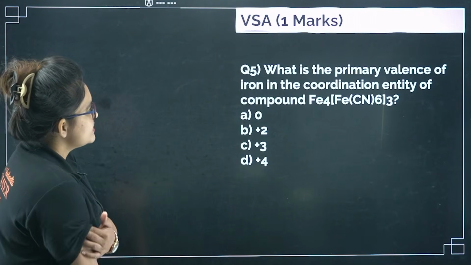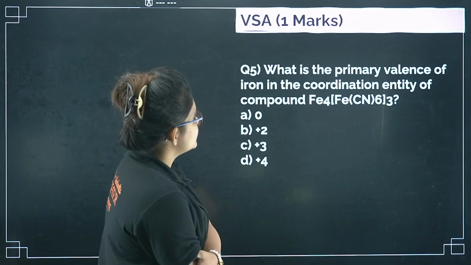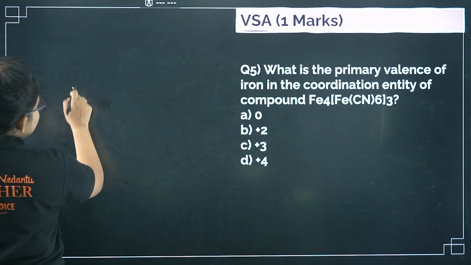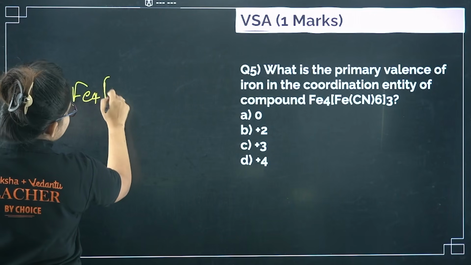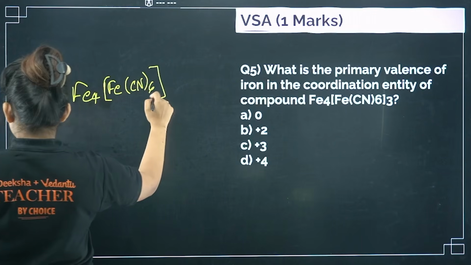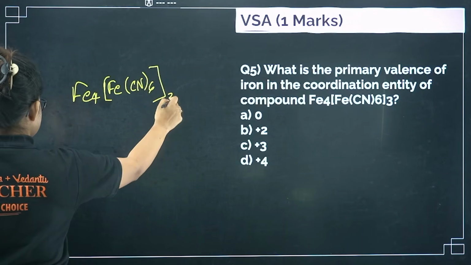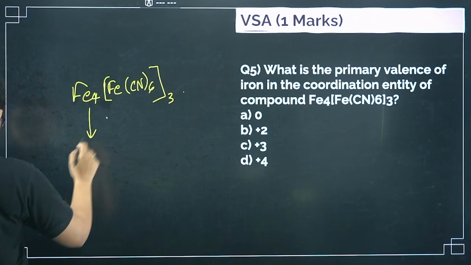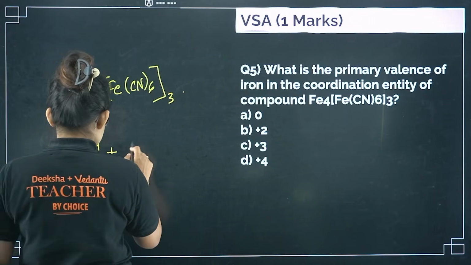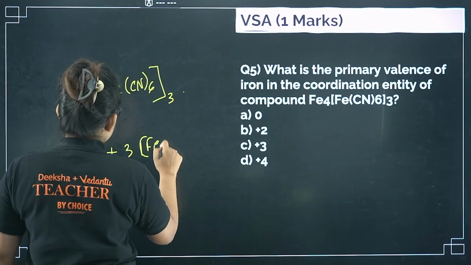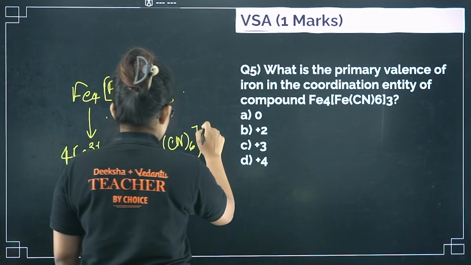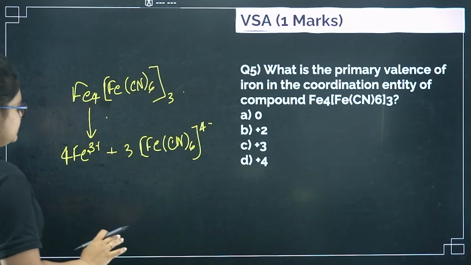Let us proceed. What is the primary valency of iron in the coordination entity of this compound? Okay, I have to dissociate this compound at first. The compound is Fe4[Fe(CN)6]3, right. So, now if I just break it down it will be 4 Fe3+ plus 3 [Fe(CN)6]4-, right. This is how I can break it down.